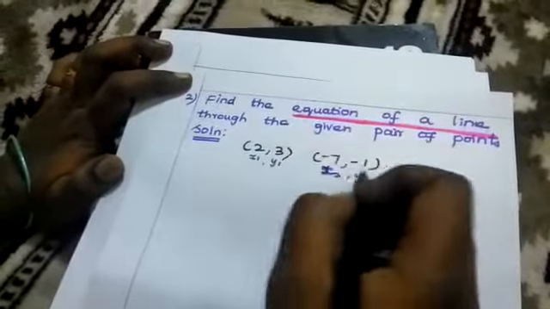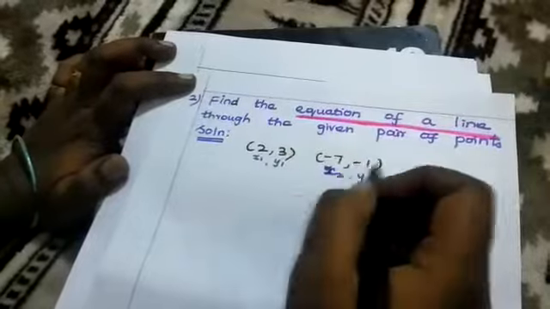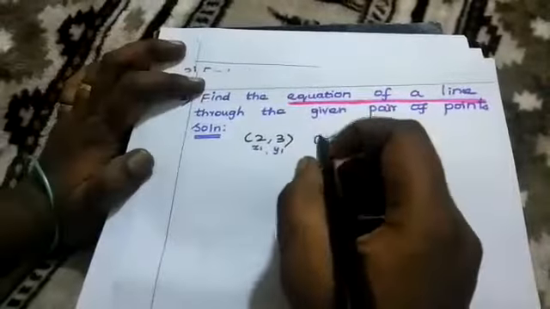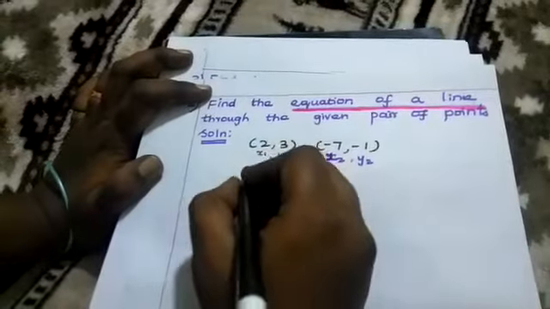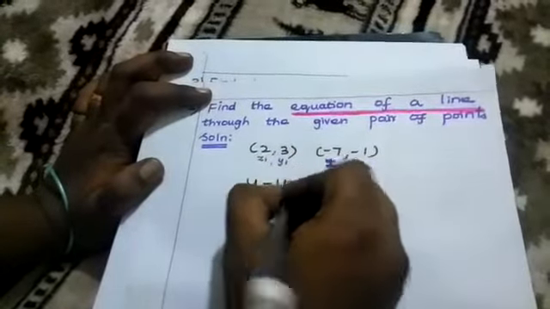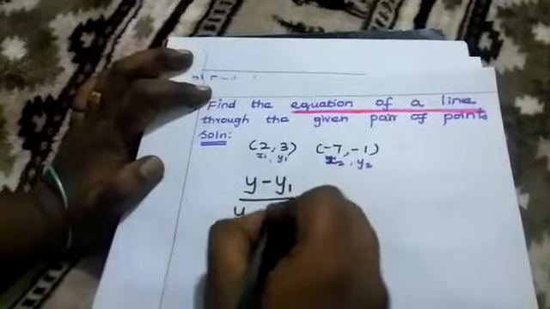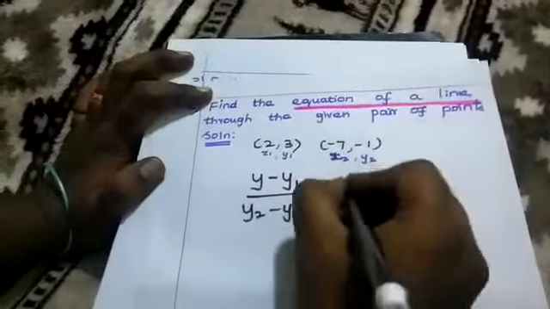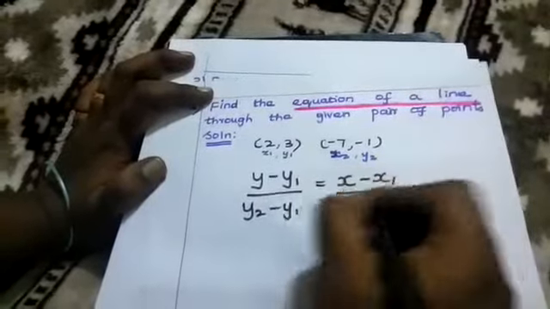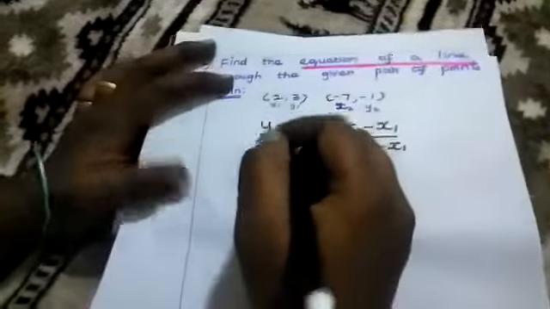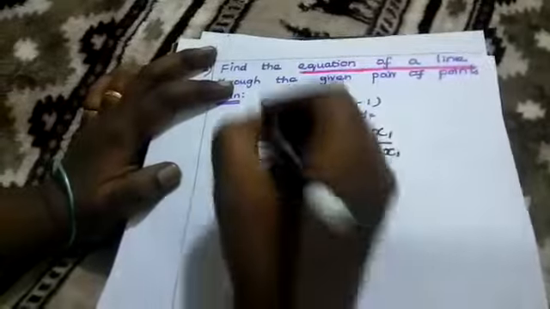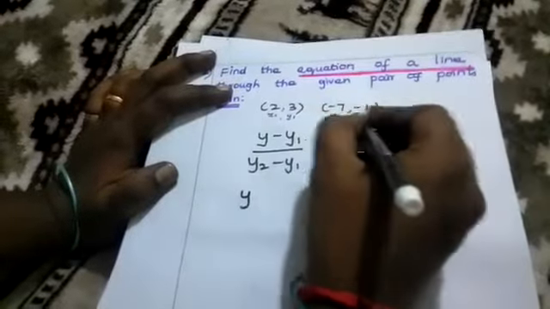So I told you already, whenever 2 points are given, we need to use the formula. For finding the equation of a straight line, we need to use the formula y minus y1 by y2 minus y1 is equal to x minus x1 by x2 minus x1. So here y minus y1. So y minus, this is x1, y1, x2, y2.